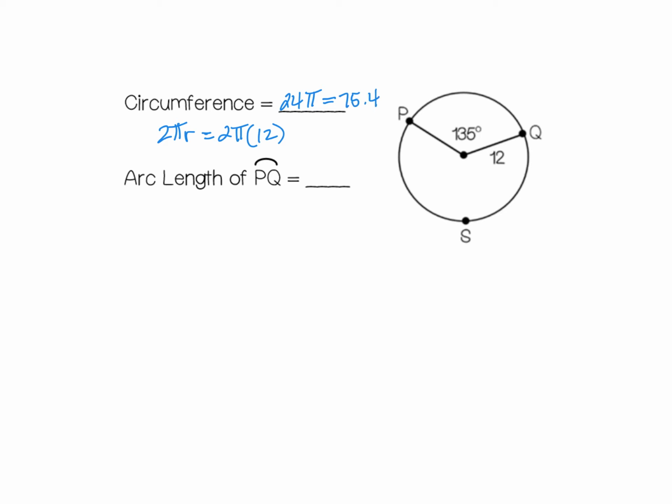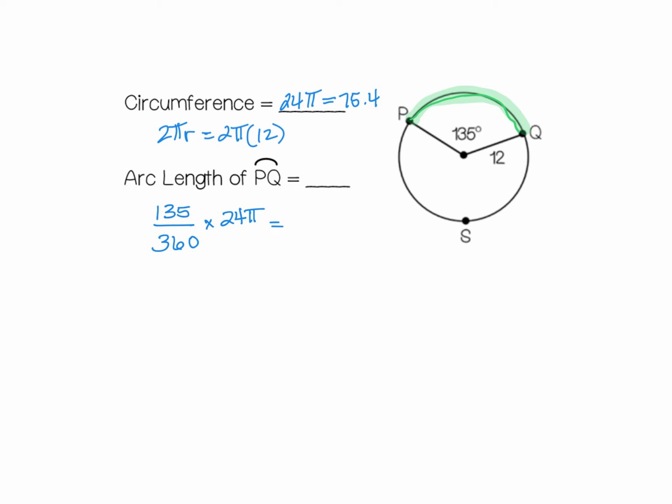Now on to the arc length, we're trying to find the arc length of arc PQ. Oops, let me switch over to the highlighter here. So this piece right here. So when I go to write out the formula, we'll have 135 over 360 times our circumference, and so I know the circumference is 24 pi.